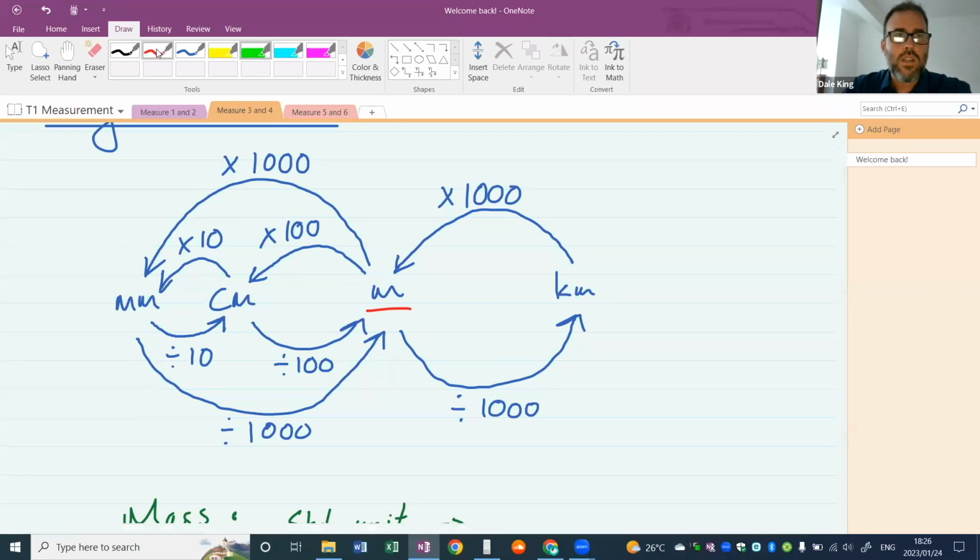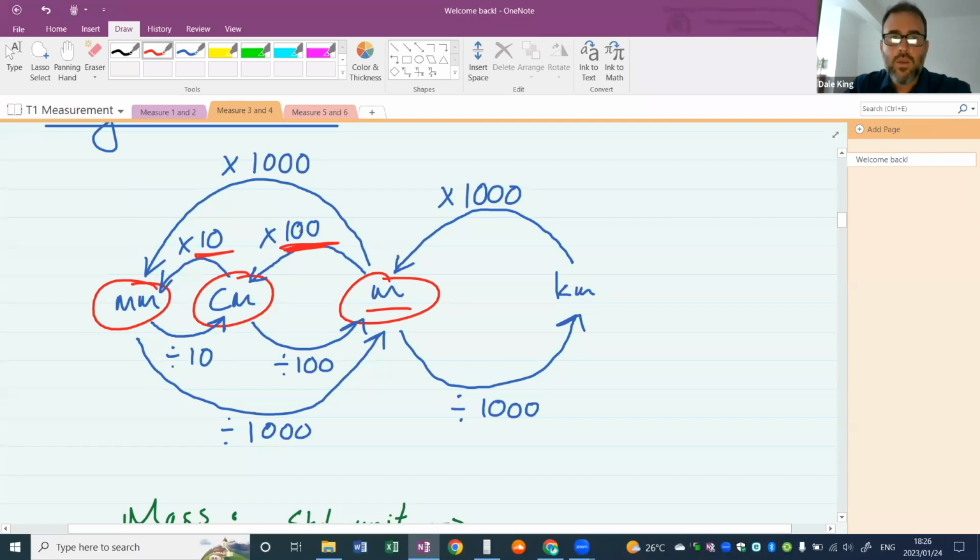You see how I did the meters to centimeters jump, all right? From meters to centimeters was a jump of 100. And then from centimeters to millimeters was a jump of 10. All right. Well, 10 times 100 is 1,000. Okay, that's a clue.